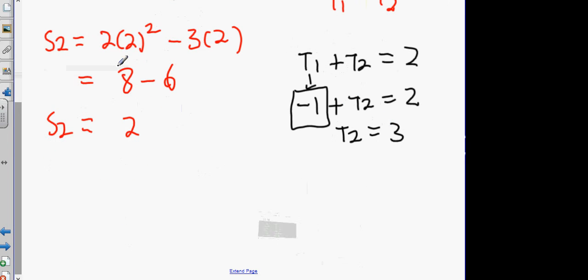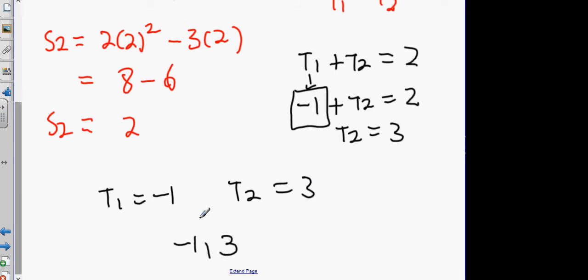T1 is minus 1. T2 is 3. This makes this series minus 1, 3. There's a gap of 4 in between them, so the next one would be 7. This means your difference is 4. A is minus 1 and D equals plus 4.